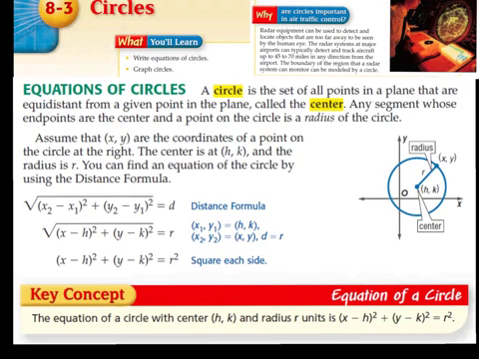You can find the equation of the circle by using the distance formula. So we have the difference in the x's squared plus the difference in the y's squared equals d squared. In this case, d, the distance we're talking about, is the radius, and they let one of the points be h, k. So we have x minus h squared plus y minus k squared, and if we square both sides, equals r squared. And that is how we can generate the formula for the equation of a circle.